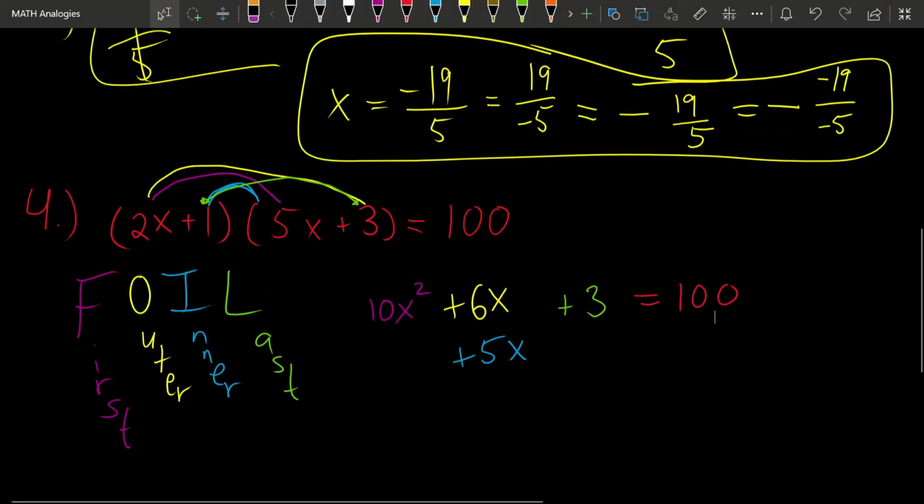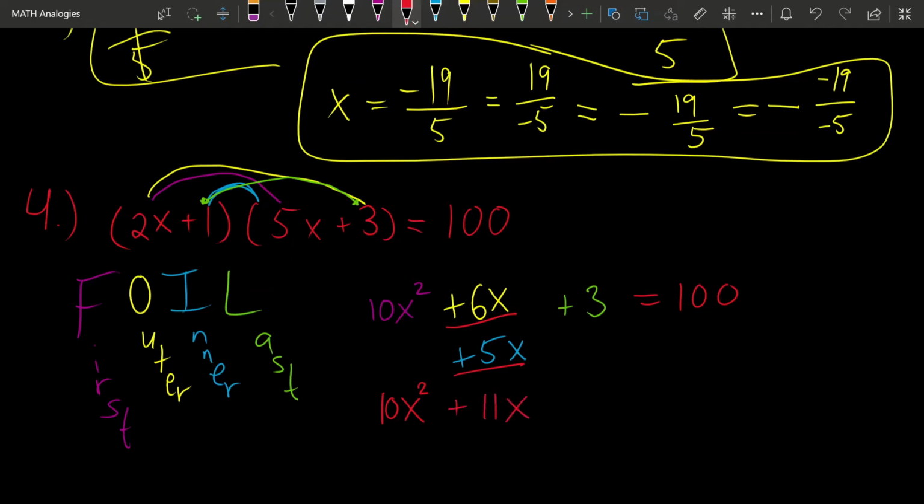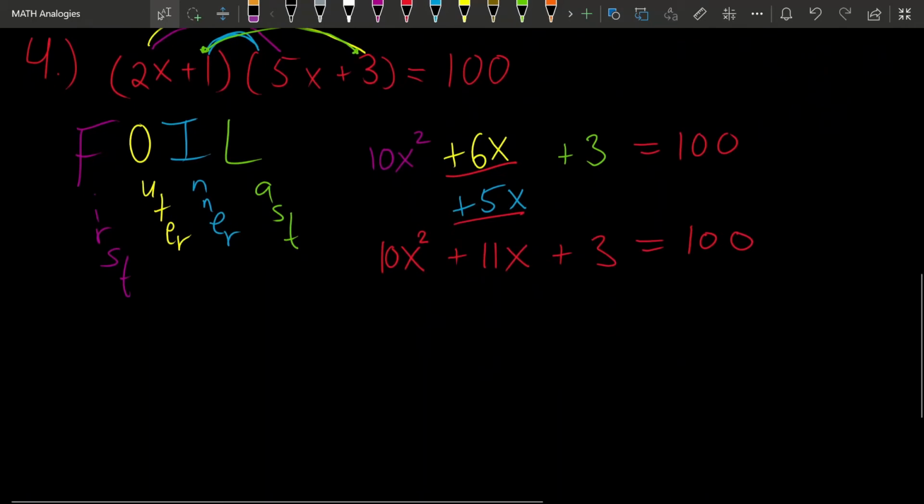All right, and so what do we have when all is said and done? We have 10x squared, and we have 6x, and then 5 more of those things. So we have 6 x's, and then we have 5 more x's. That brings us to a total of 11 x's. And then we have plus 3. All right, so we have this monster. And how would we solve this?